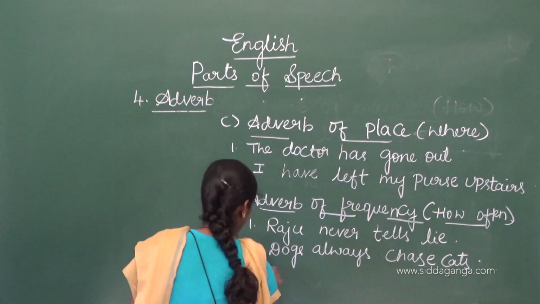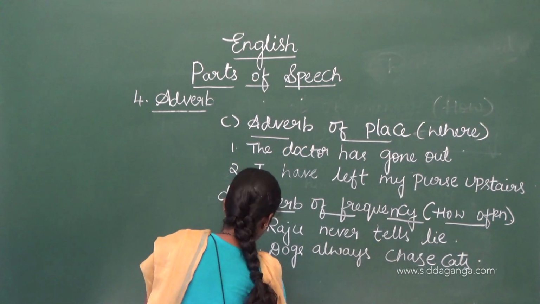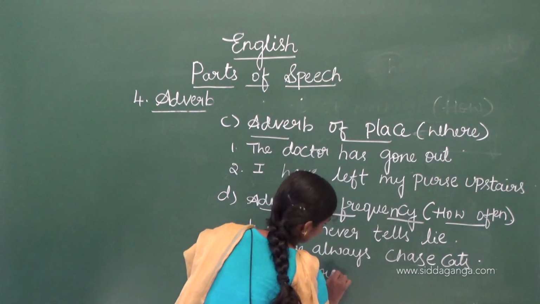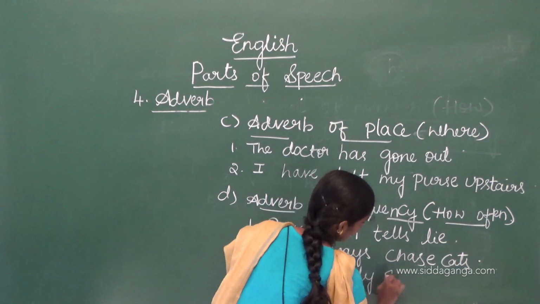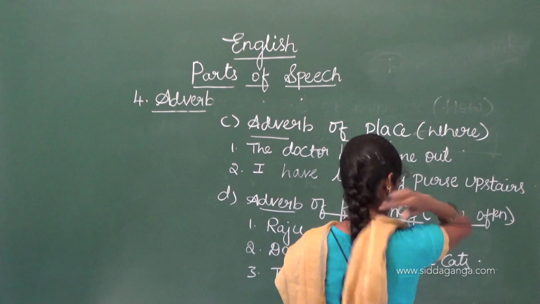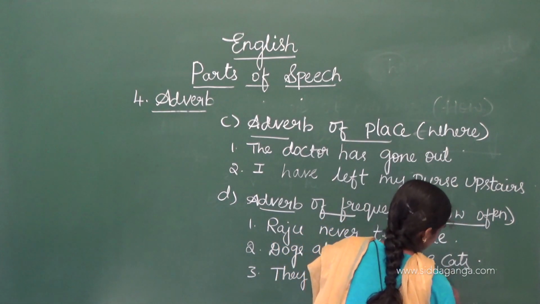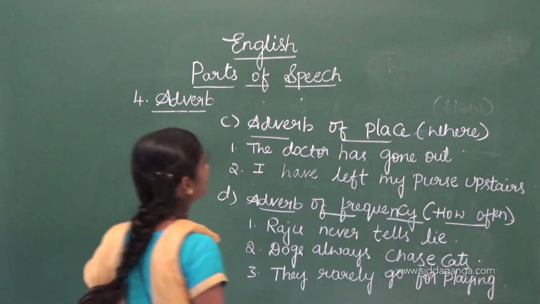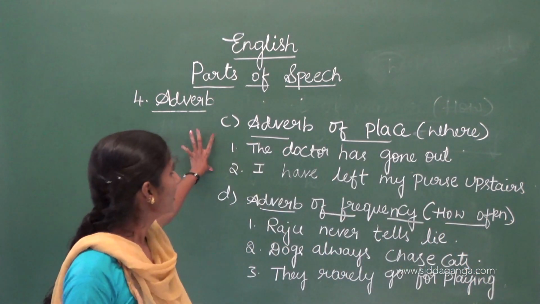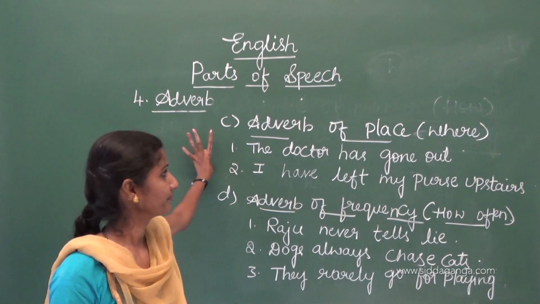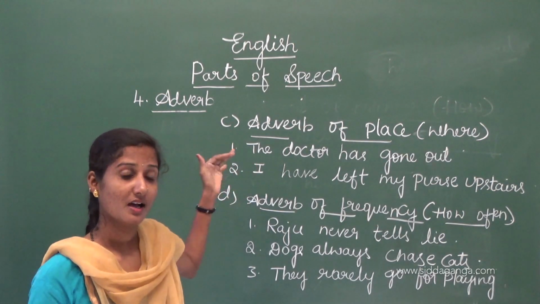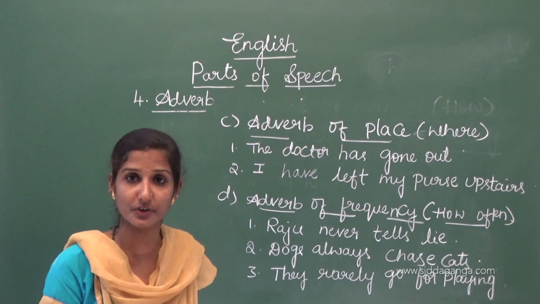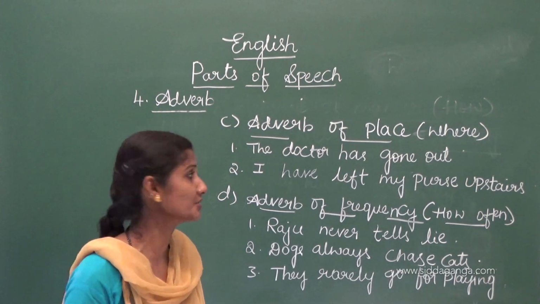And one more example I will take. They rarely go for playing. So here I have written some examples. So you can observe here, adverb of place means where the action is going on. Adverb, it is telling us where the action is going on.